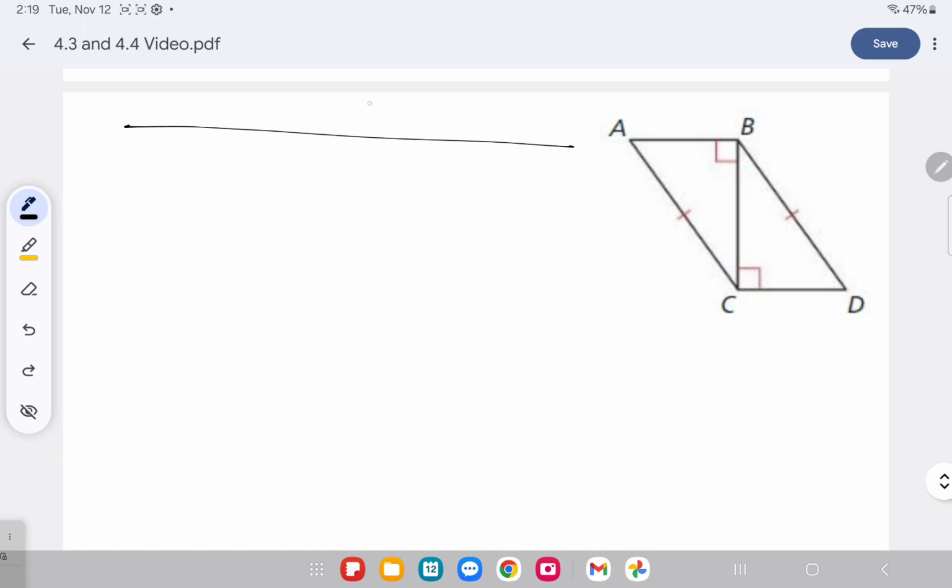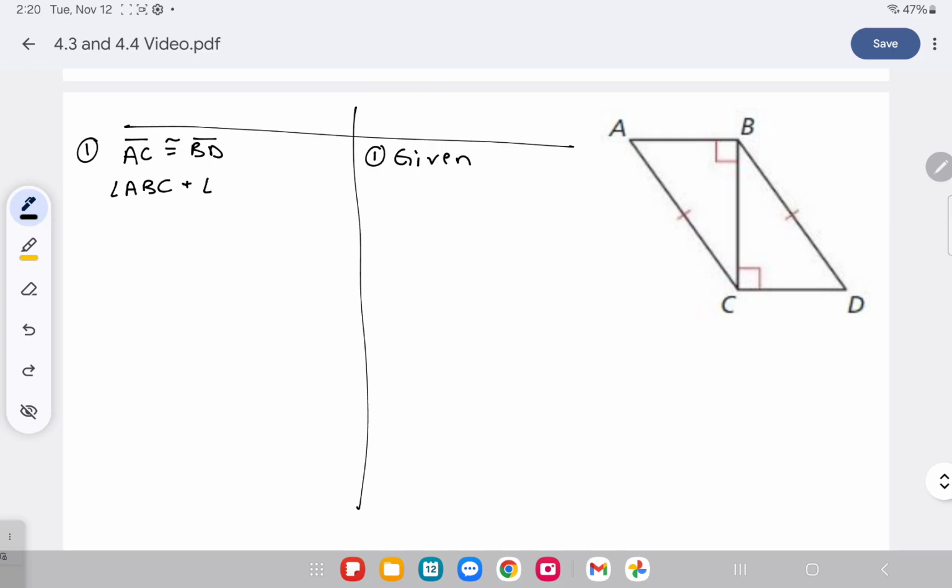So in this picture, it doesn't tell us our givens, but it's marked in our picture. So given AC is congruent to BD, and it's also given that angle ABC and angle DCB are right angles. Or you could say that the two triangles are right triangles. That would be okay too. So that's given based off of our picture.